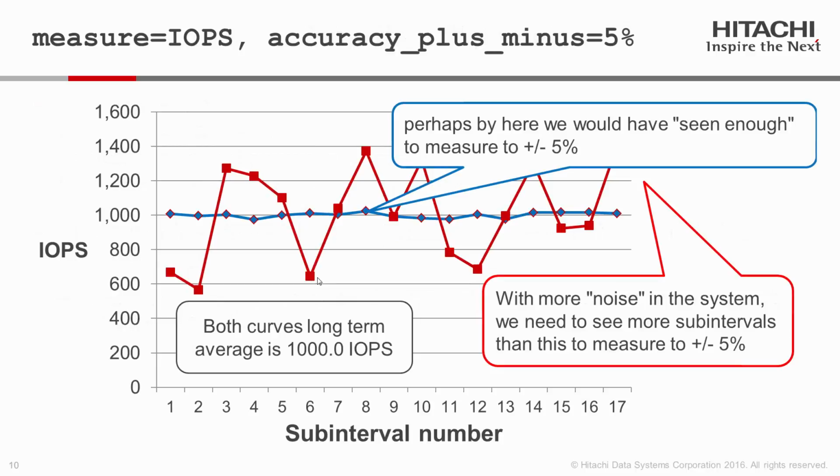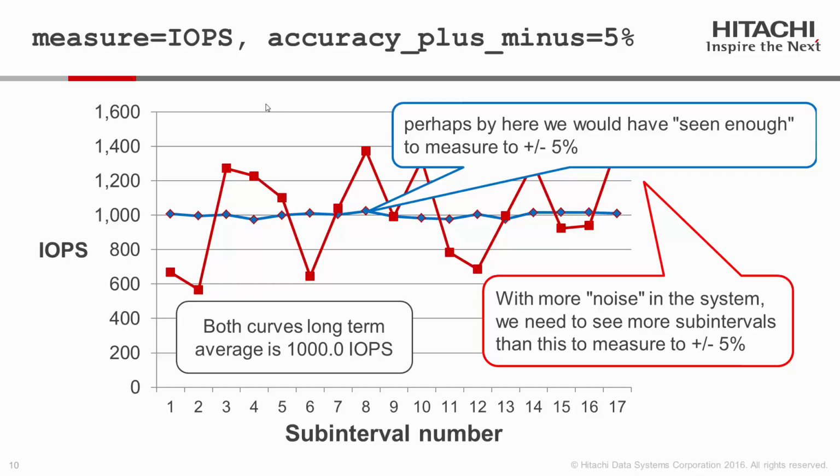To illustrate the concept of the measure feature, I've made a chart here that has 2 sequences. I made these with Excel just to illustrate the concept. In both the blue line and the red line, the long-term average of the line is 1,000 IOPS.